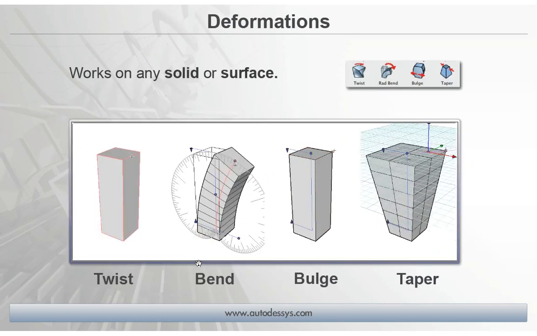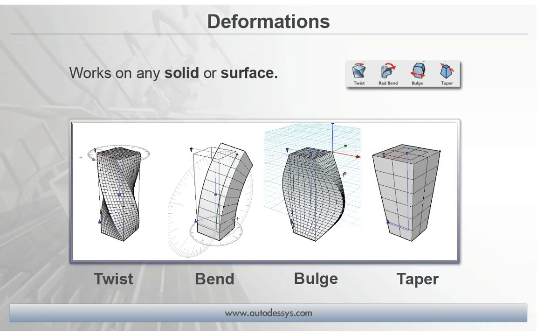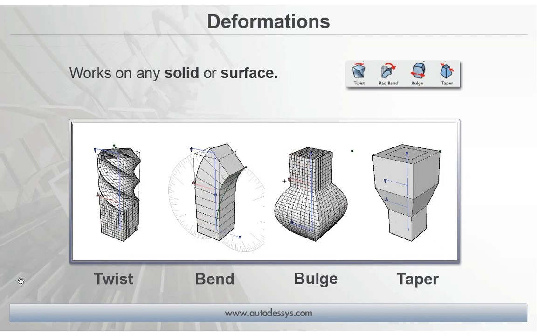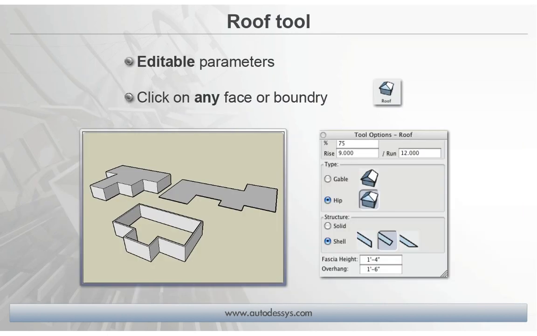Now for creating more organic type shapes, you can use the deformation tools. These work with any object, solid or surface, and just twist, bend, bulge, and taper it to create more abstract looking shapes. Speaking of organic forms, even though it's a front-end conceptual modeling program, it even has Nurbs tools. So you can create, edit, sculpt some very complex forms using the Nurbs tools in bonzai3d. And we'll take a brief look at those inside of our short little presentation today.